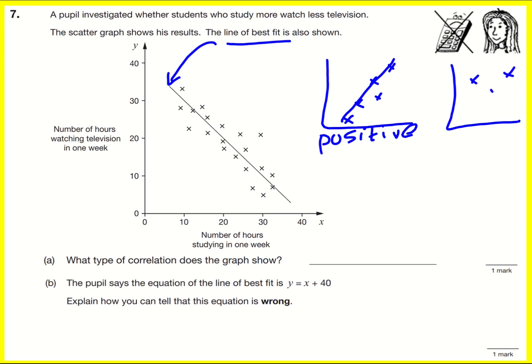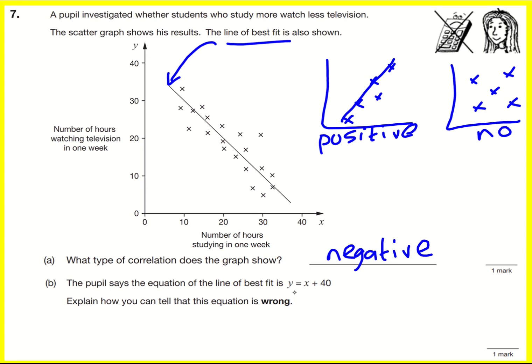There's ones where they're all over the place, and that would be no correlation. And there's ones like this graph here, which is going the other way, and that is negative correlation. The line of best fit has a negative gradient. That's one way to think about it. As the number of hours studying increases, the number of hours watching TV decreases, and vice versa.